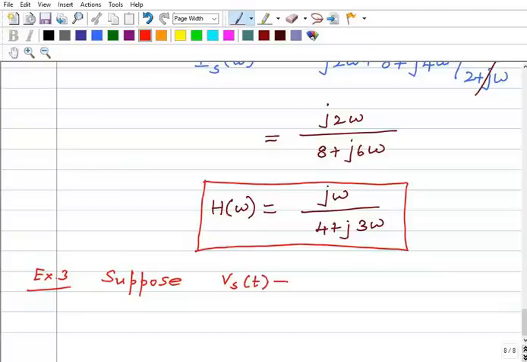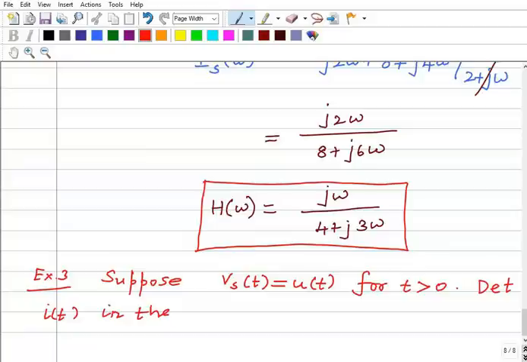Suppose Vs of t, the input excitation voltage, is u of t for t greater than 0. Okay, the unit step function is the excitation. Determine I of t in the circuit using the Fourier transform.